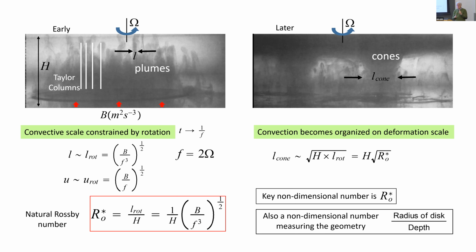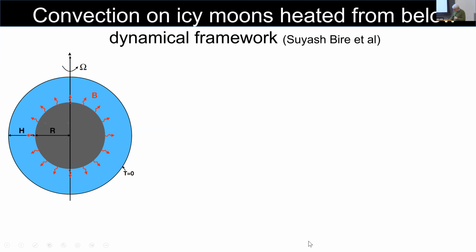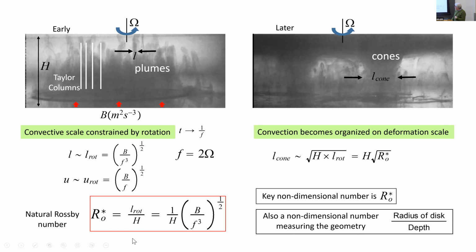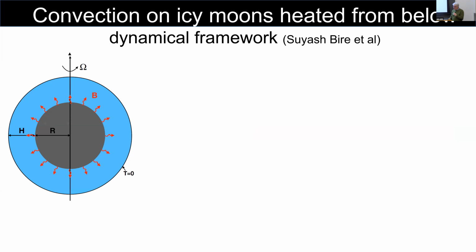So we've got a non-dimensional number R0 star, and then the other one is a number measuring geometry, which is the radius of the disk divided by the depth. That's another non-dimensional number. So let's apply these to convection on icy moons. And this is taken from a paper that came out this year with Suyash Bire being the lead author.